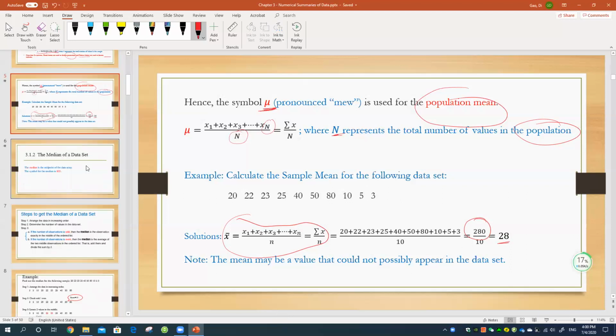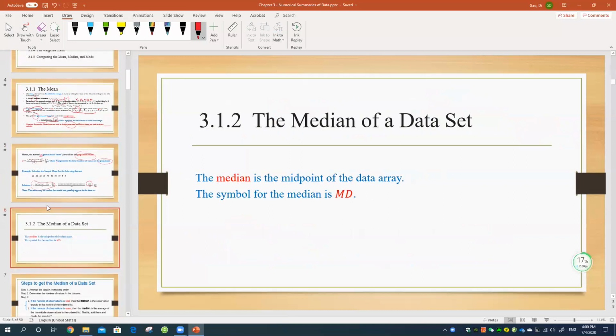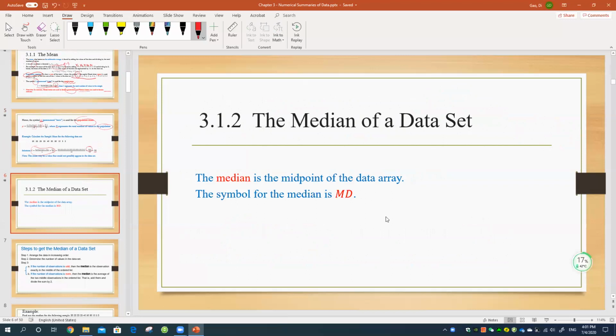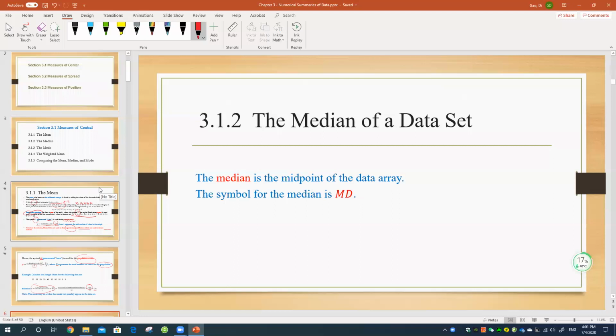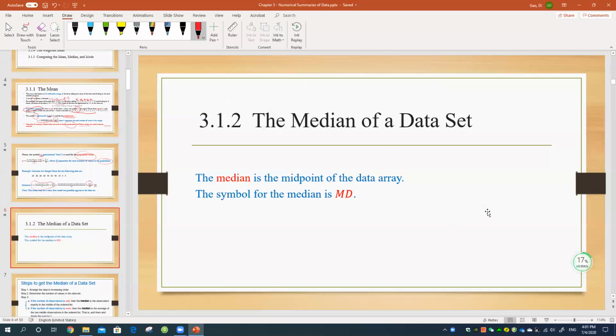Okay, so now since we finished the mean, we're going to talk about another measure of the center, which is called the median. So now let's look at part 2, the median of a data set. The median is the midpoint of the data array, and the symbol for the median is MD. We're going to use MD to represent the median.